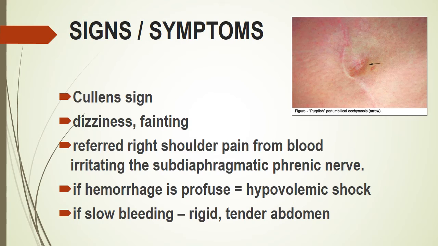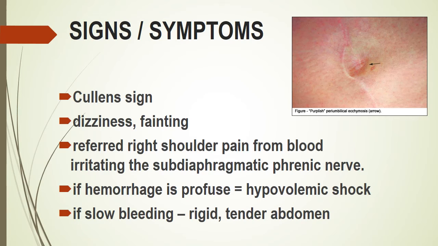If this ectopic is ruptured, she's going to feel dizzy, may feel faint due to blood loss. Because of irritation of blood as it's in the pelvis, it irritates the phrenic nerve that is right below the diaphragm, and there can be referred shoulder pain to the right side.